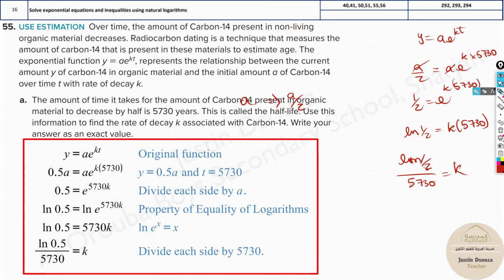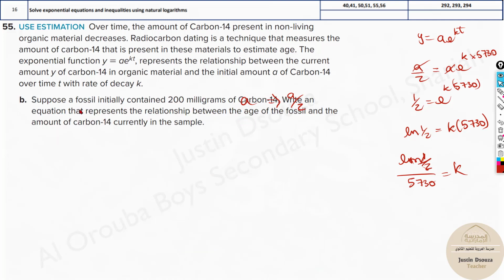Now, just bear in mind that this is half, which I've written very weirdly. This is 1 divided by 2, divided by 5730. That's how we do the first part. Let's see the second part. Suppose a fossil initially contained 200 milligrams of carbon-14. Write an equation to represent the relationship between the age of the fossil and the amount of carbon-14 currently in the sample.